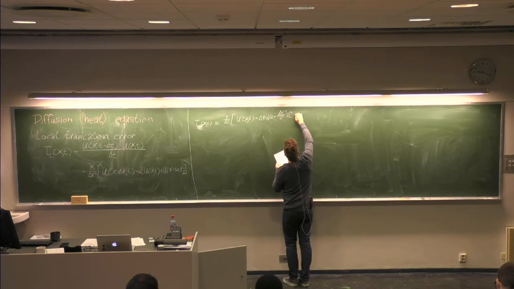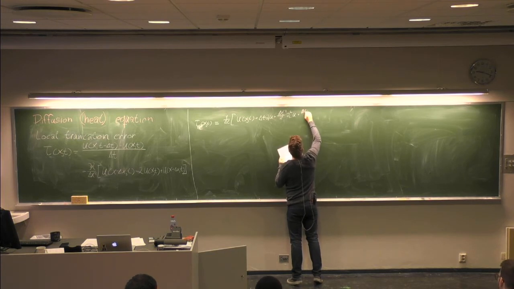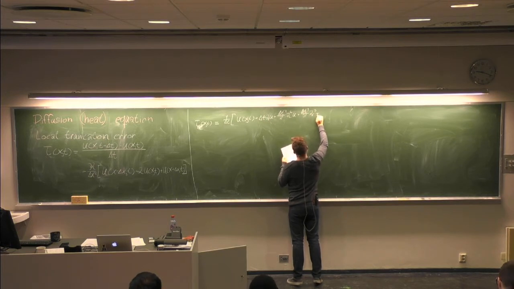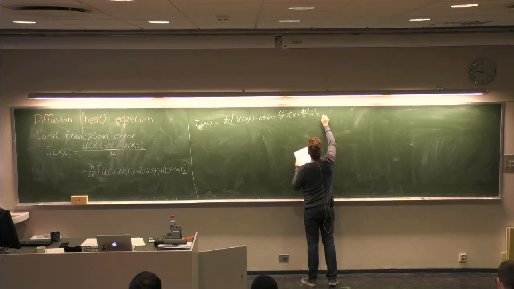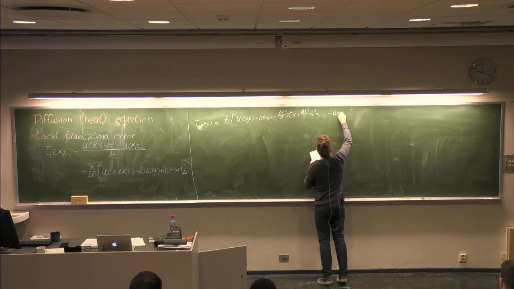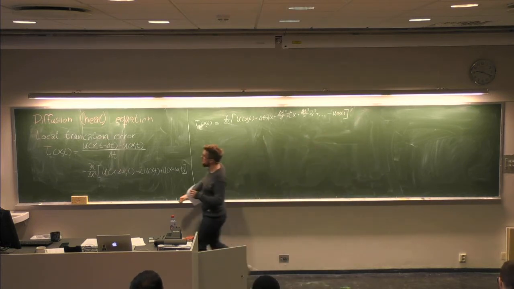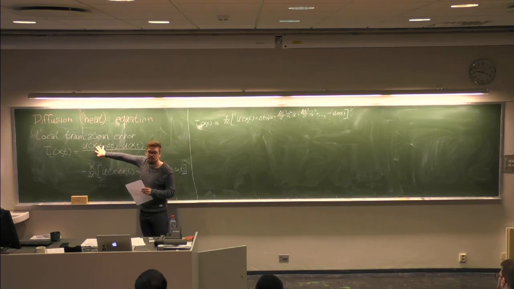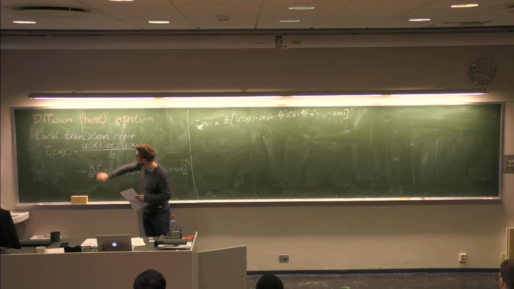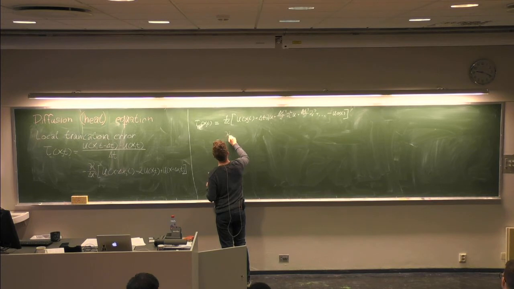Plus delta t squared over 2 factorial dt squared u, plus delta t cubed over 3 factorial dt cubed u, and then you have the minus u of x, t again. So that's basically just this function evaluation Taylor expanded, minus kappa over delta x squared.